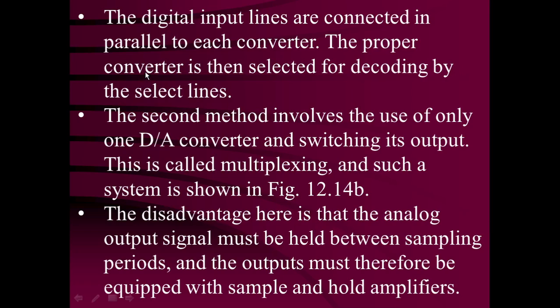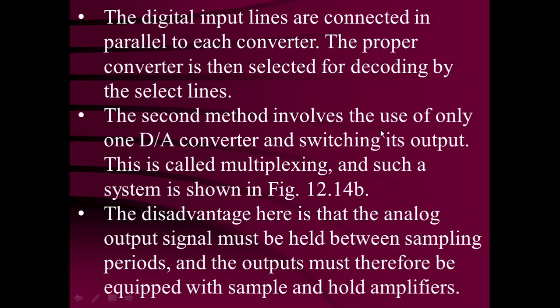So this kind of method is called the individual method or select line method, you can say. That means digital information is provided in parallel to each D to A converter, and the select line selects one of these D to A converters, and output accordingly will be stored in that particular D to A converter.